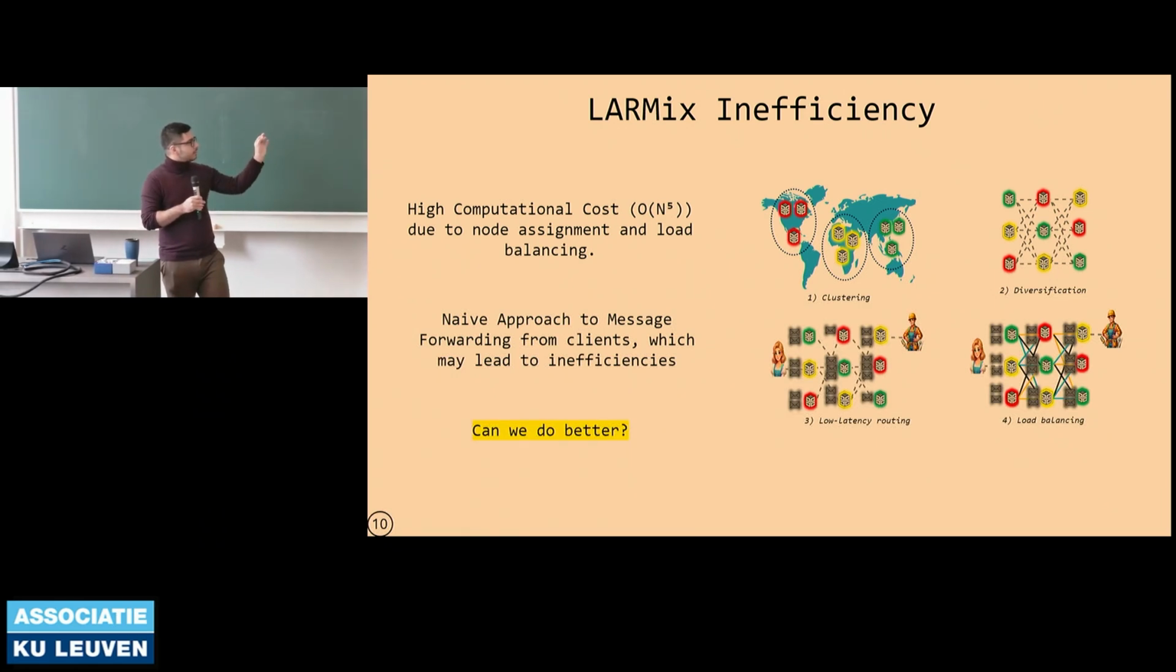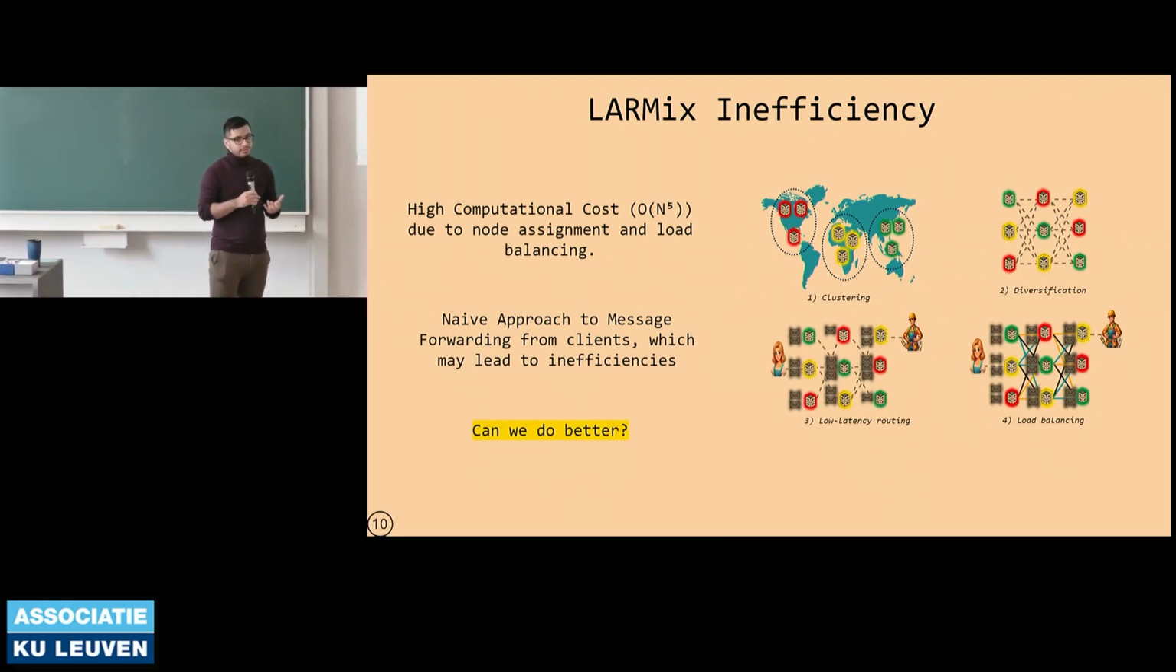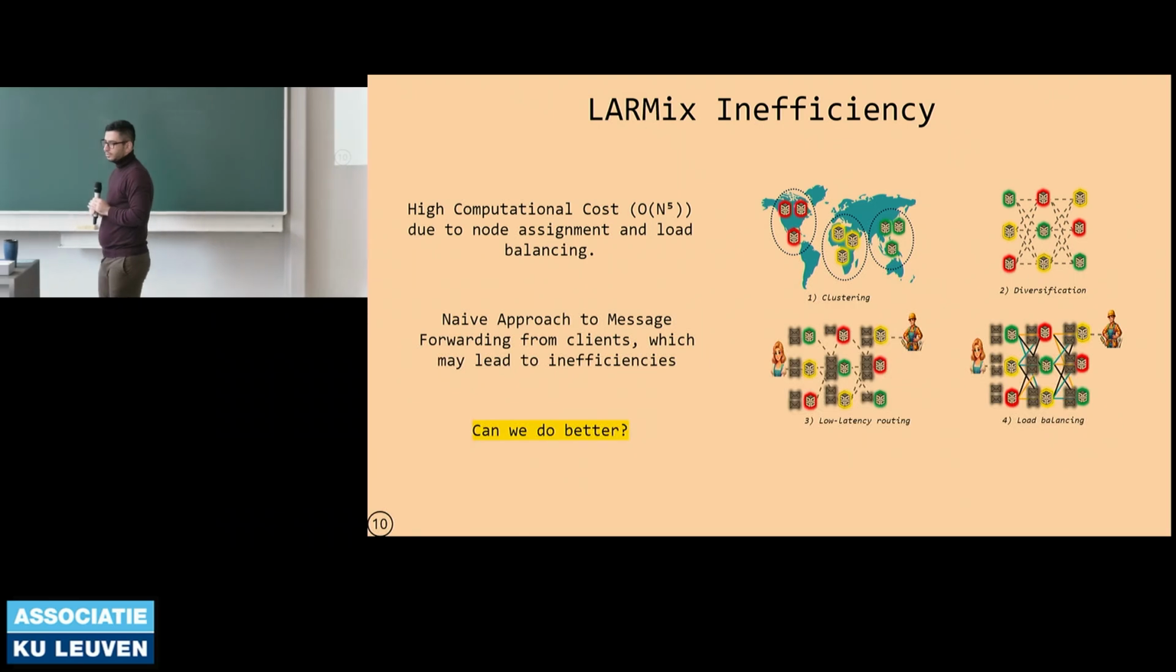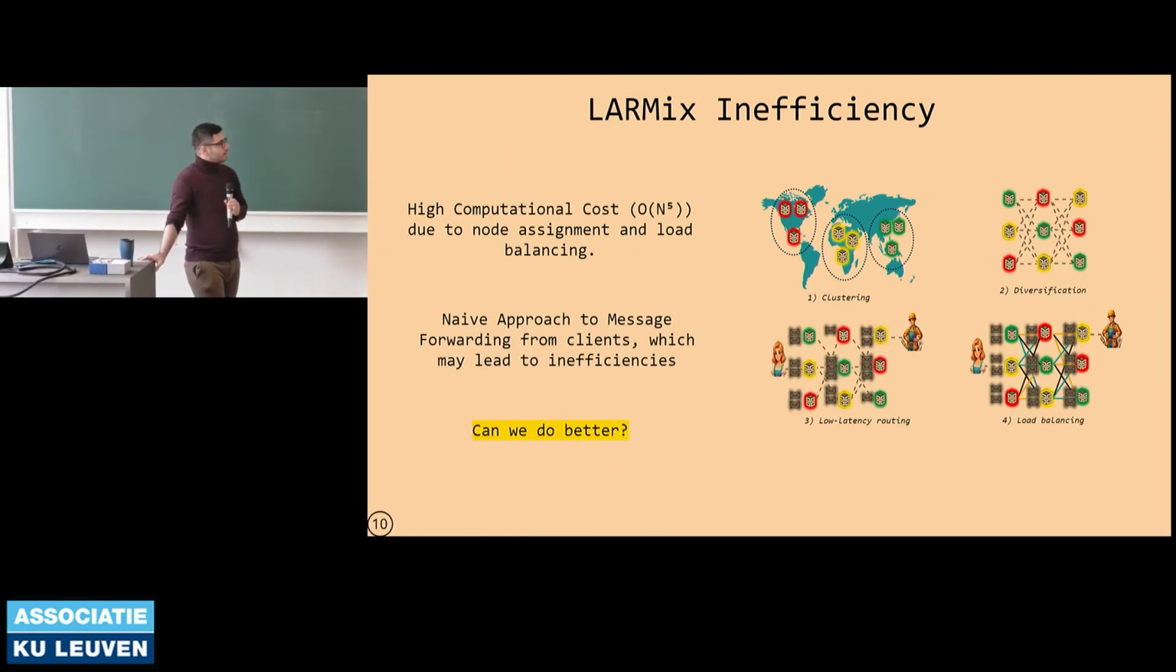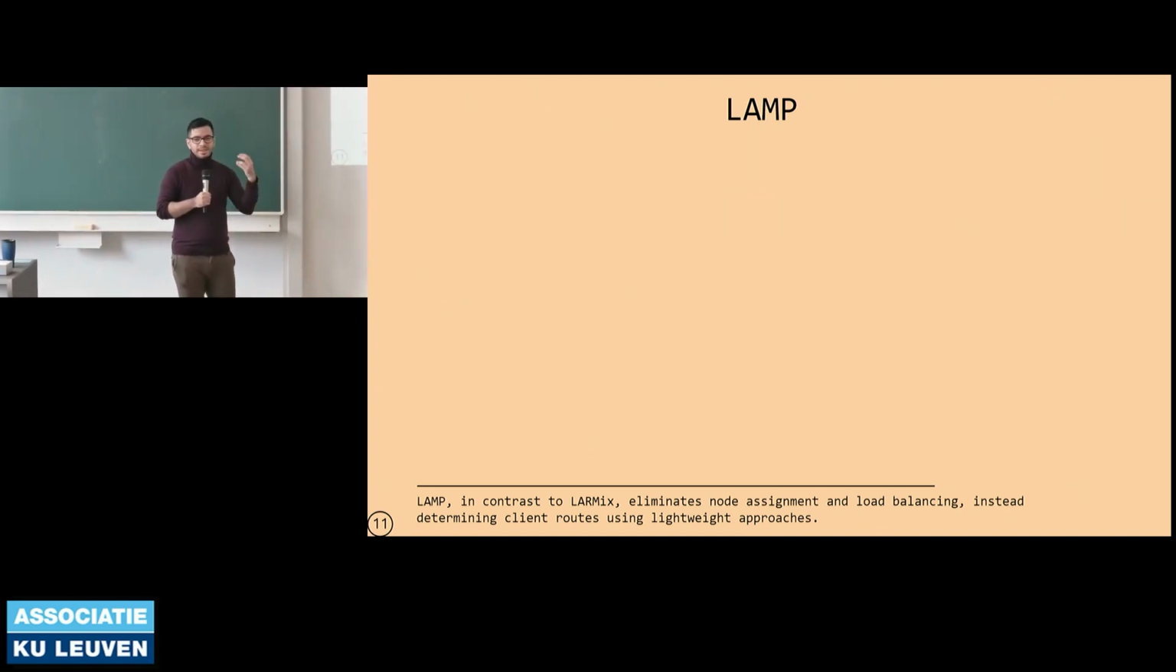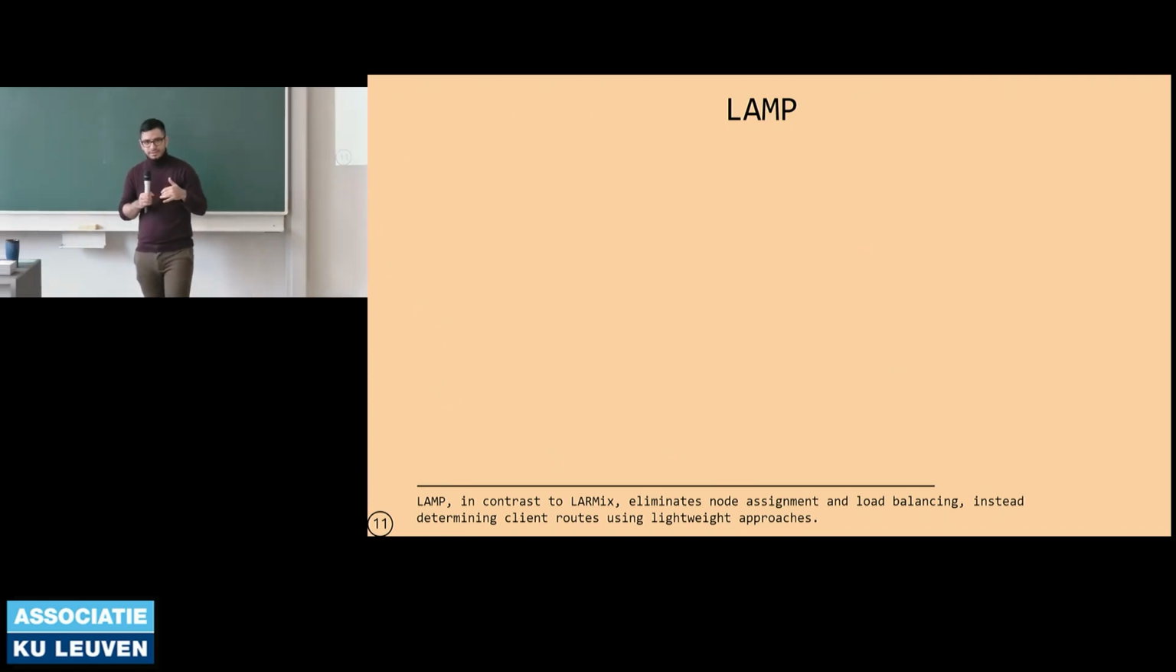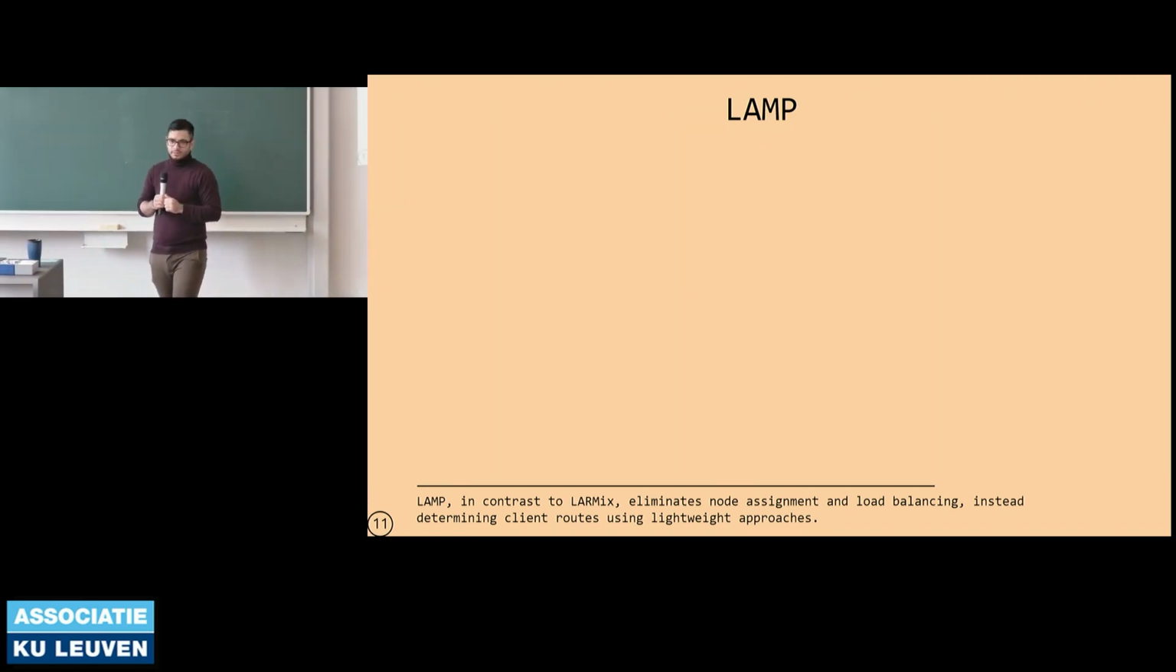And eventually we realized that in LARMix, as a result of using this load balancing technique, the first node will be selected uniformly at random, and it also contributes somehow to high end-to-end latency. Considering all these aspects, we came to the point that we can do better, and it turned out that we can. We proposed LAMP, which includes some lightweight approaches to provide low latency routing in mixed networks. Specifically in LAMP, we try to stick to the fact that this approach should be able to be adopted in a real network. That was the main goal that we had.